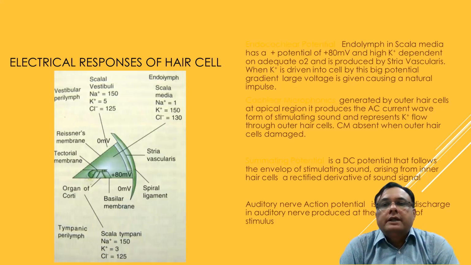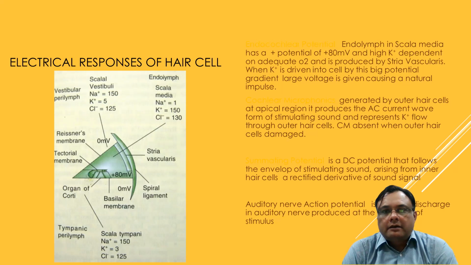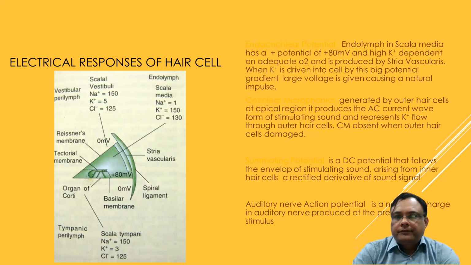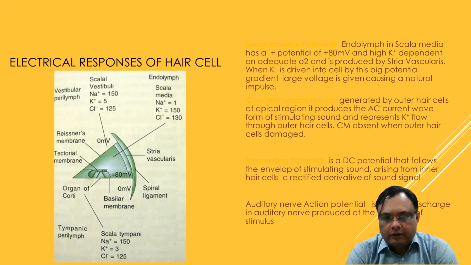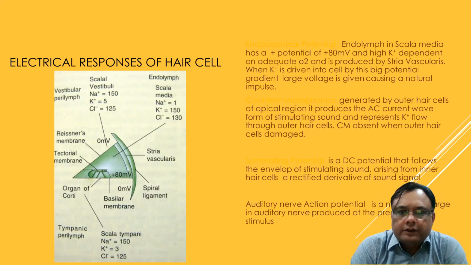CM is absent when outer hair cells are damaged. The summating potential is the DC potential that follows the envelope of the stimulating sound, arising from inner hair cells, a rectified derivative of the sound signal. Auditory nerve action potential is a discharge in the nerve produced at the presence of a stimulus.